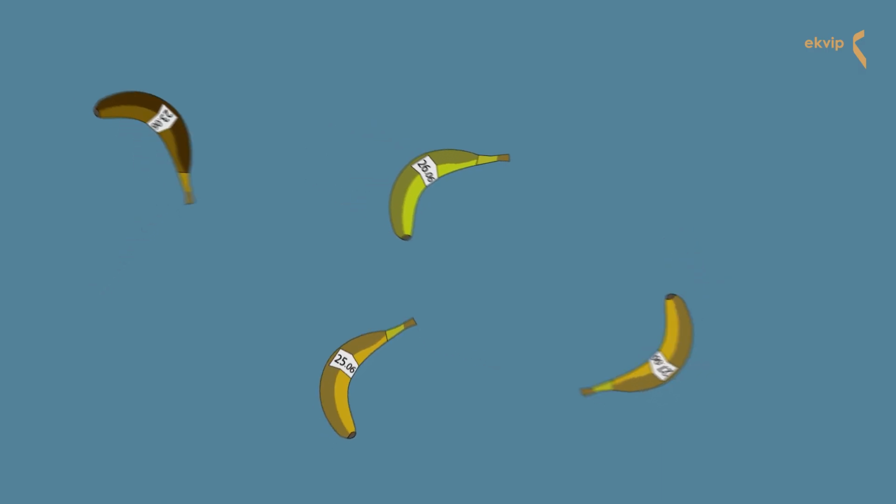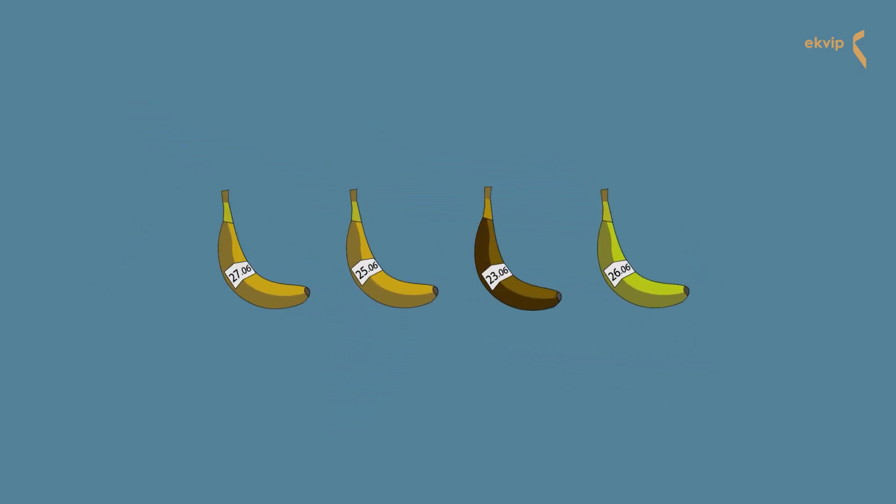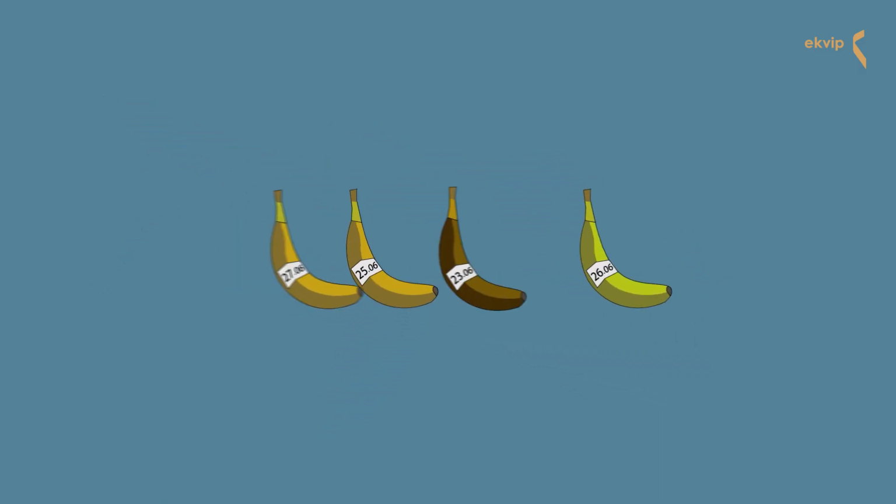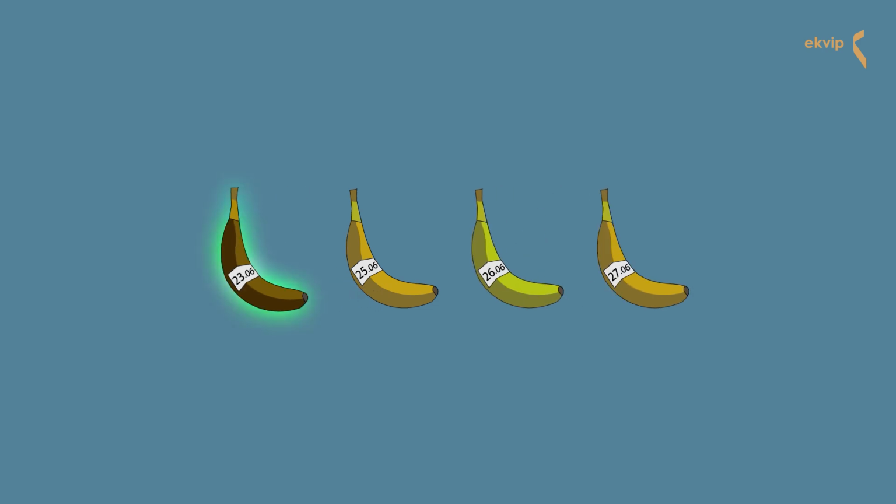Imagine a bunch of bananas with expiration dates flying in all messy. The algorithm helps us line them up neatly, starting with the one that goes bad first. Some sorting algorithms keep the original order of equal items intact. This is called a stable sort.